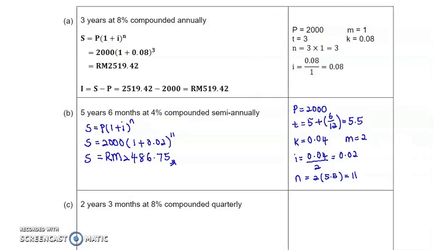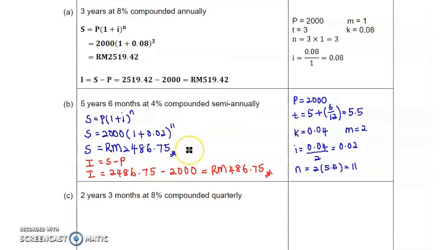Now the amount of interest. How to calculate interest? I equal to S minus P. So S is 2486.75, original principal 2000, so minus 2000. So the amount of interest here is 486 ringgit 75 cents.